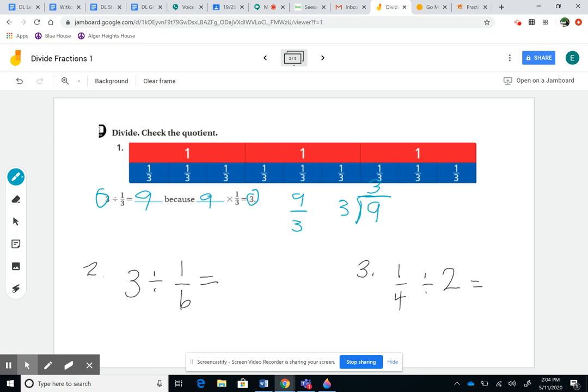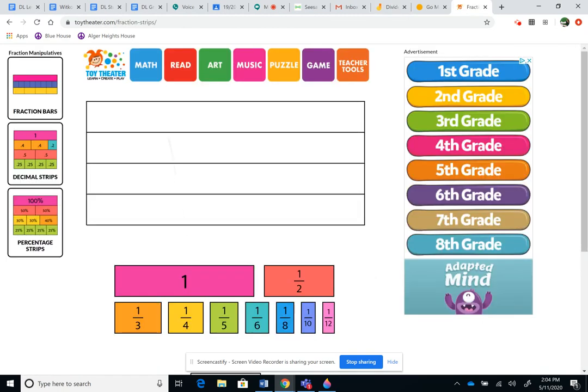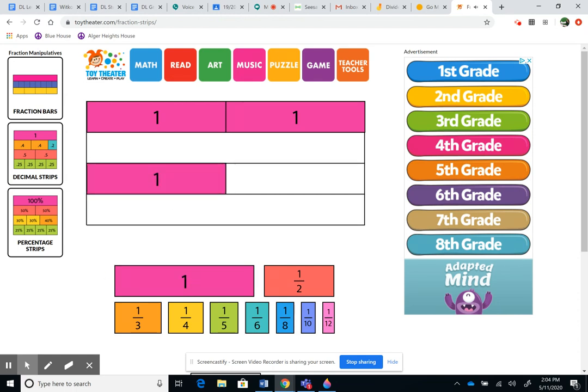There are no fraction tiles with these because I'm going to go to the fraction tile website and work it out with you. So 3 divided by 1/6. We want to know how many 1/6 tiles are going to be in 3 wholes. So if I come back here, I'm going to move 3 wholes up there. And now I'm just going to fill all that space in with 1/6. 1, 2, 3, 4, 5, 6.